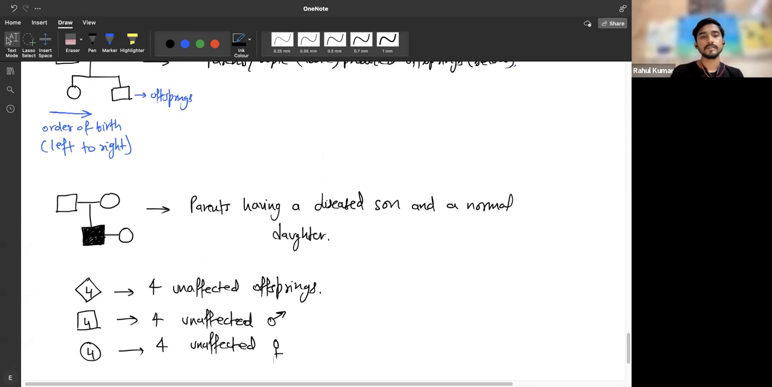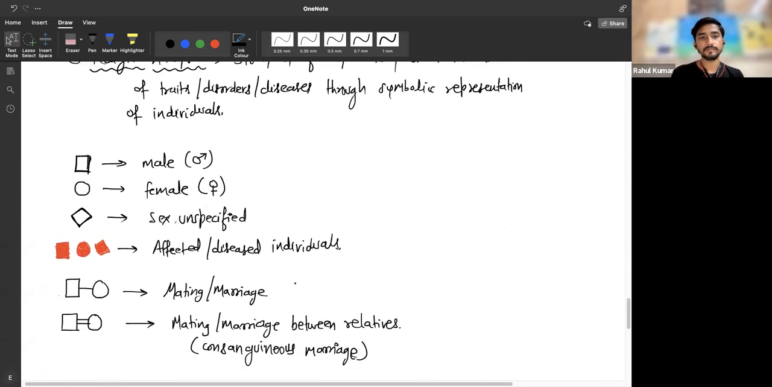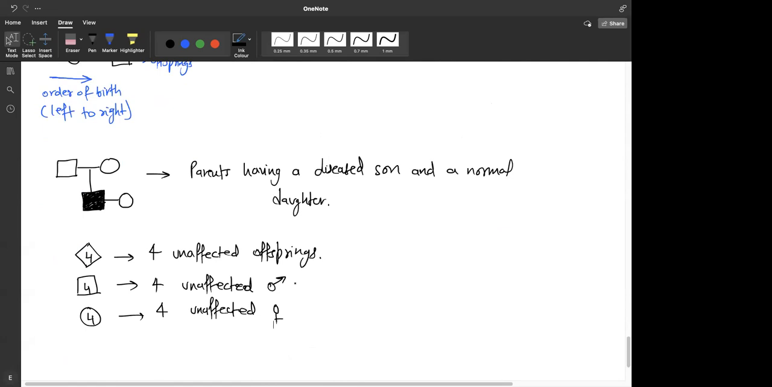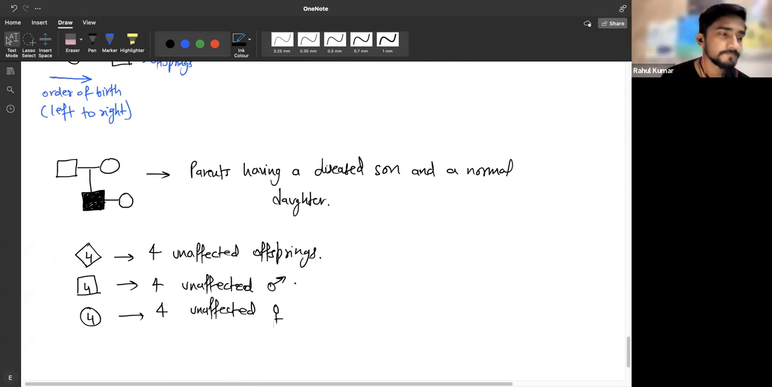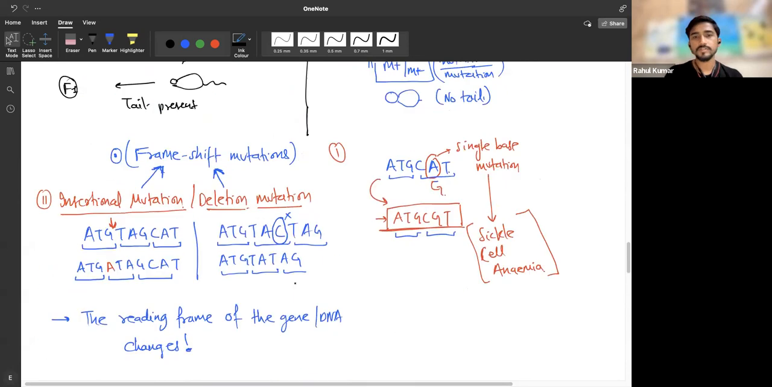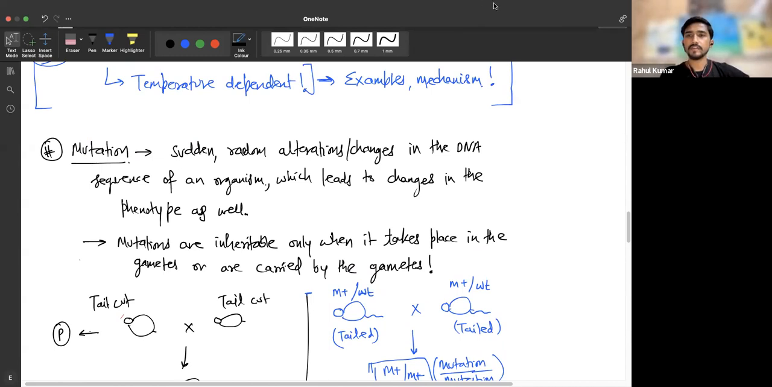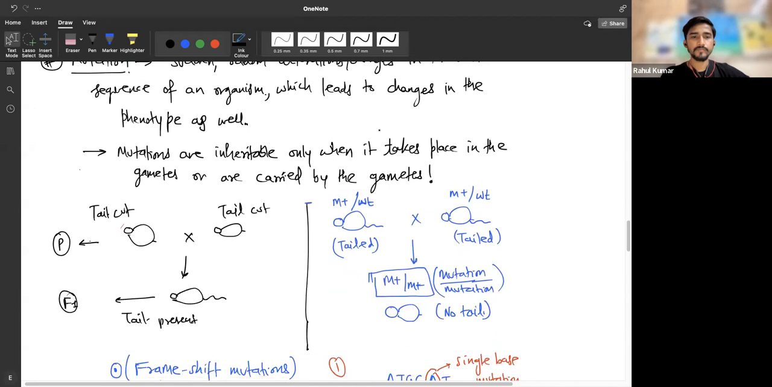All these pedigree analysis symbols are clear to you? Everyone has noted everything? Yes. Okay. Now, what we have to study is, how much time do we have left? We have some time. I can start with one concept and finish it. It should not be left in between.